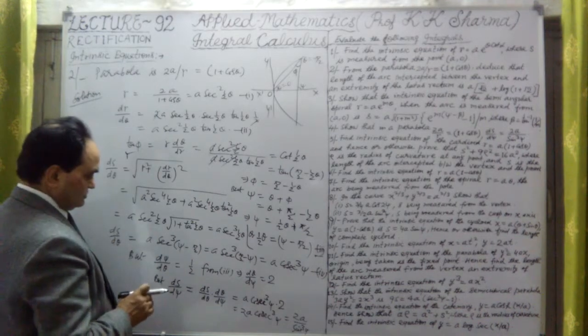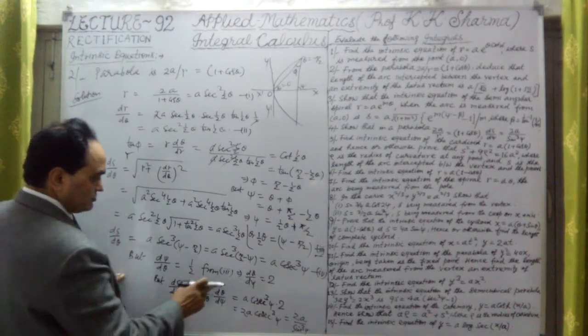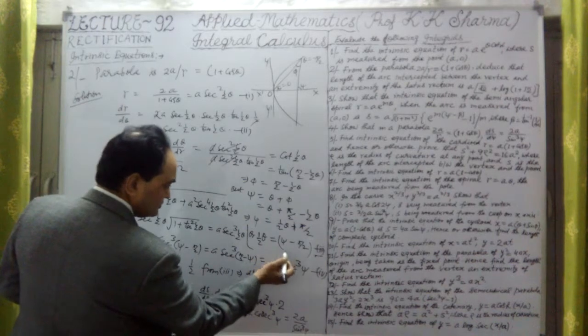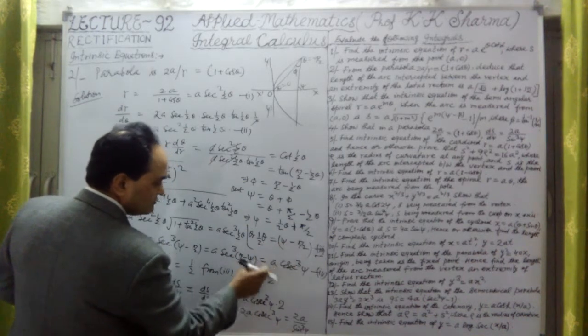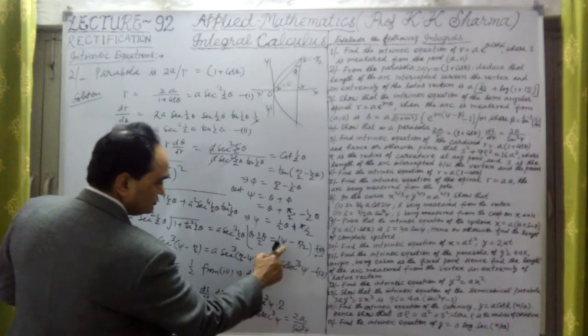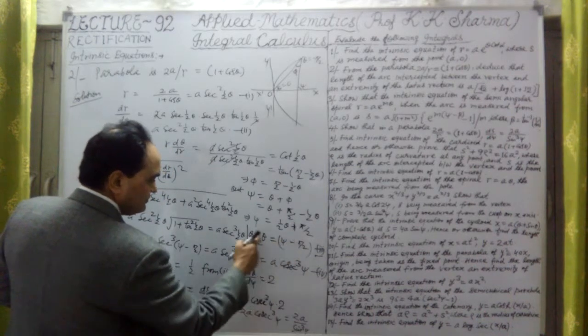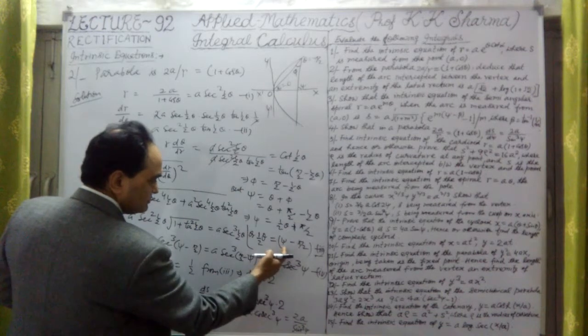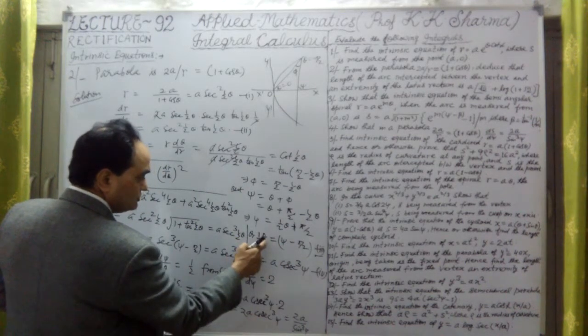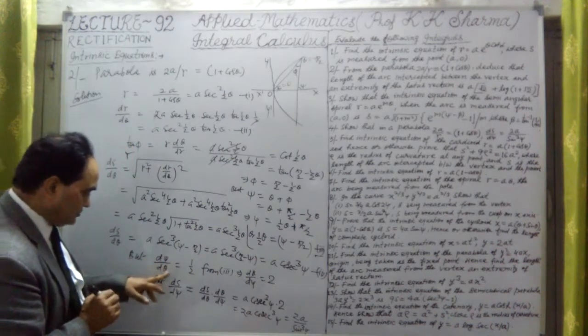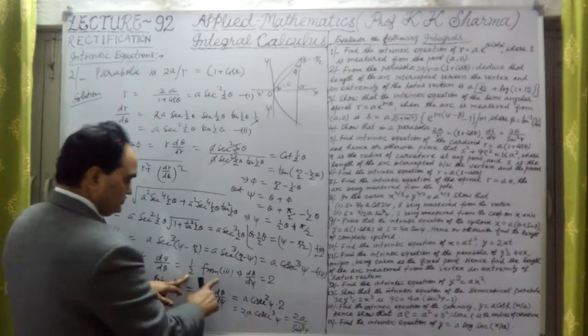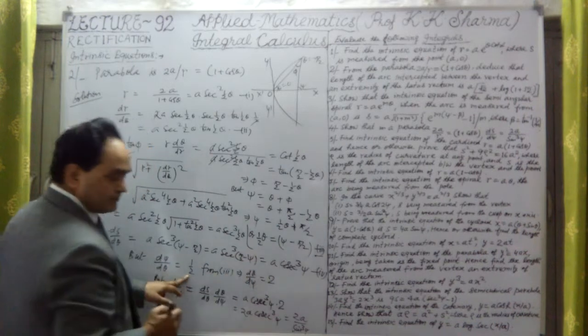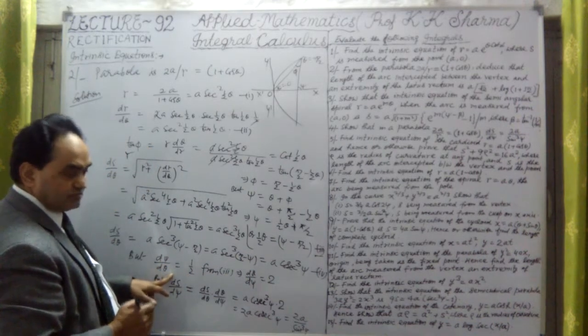But now we find out d psi upon d theta from this third equation. Differentiating this equation with respect to theta, we get 0 plus d psi upon d theta equal to half, because theta is 1. So d psi upon d theta is half. This is from the third equation.